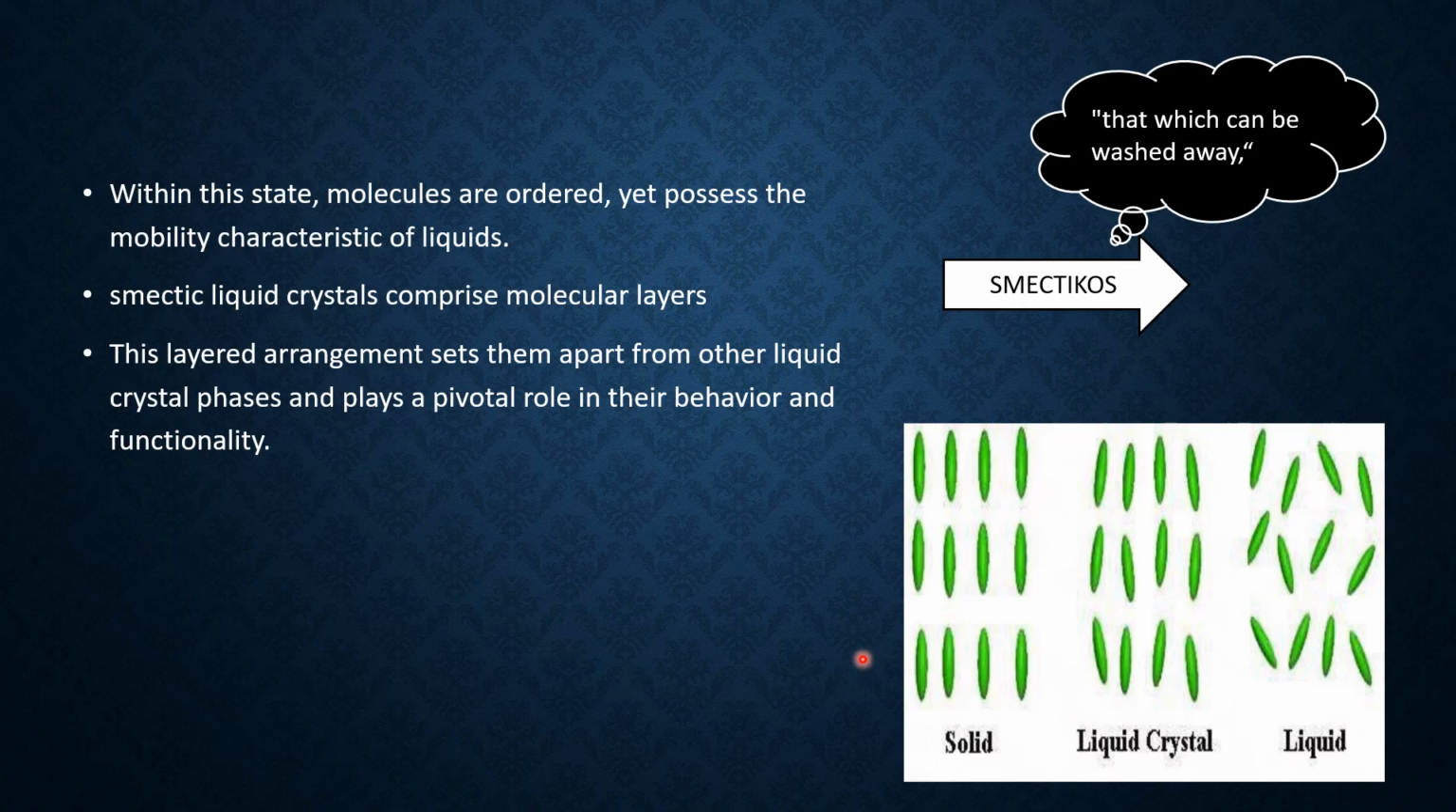Here you can see within the state molecules are ordered in liquid crystal, but they possess the mobility of liquids. These smectic liquid crystals comprise molecular layers. So these are the molecular layers. This layered arrangement sets them apart from other liquid crystal phases and plays a pivotal role in their behavior and functionality. Smectic is derived from a Greek word smektikos, which means that which can be washed away.